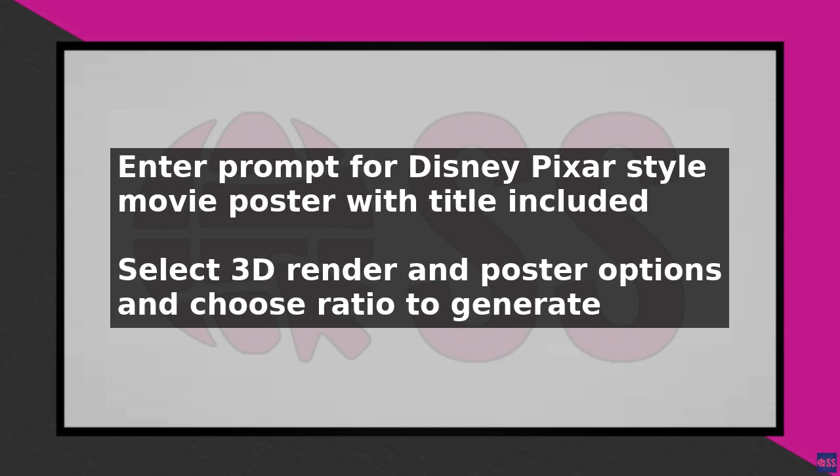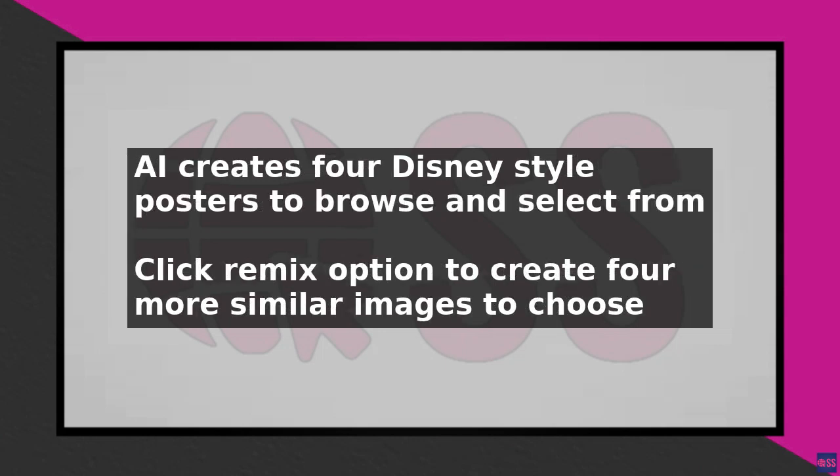enter your prompt. For example, you can create a Disney Pixar-style movie poster about any subject you like, such as a man with a beard on a deserted island with palm trees, and include the title, which will also generate Disney-style text. Next, select the 3D render and poster options. Choose the ratio, and click Generate.